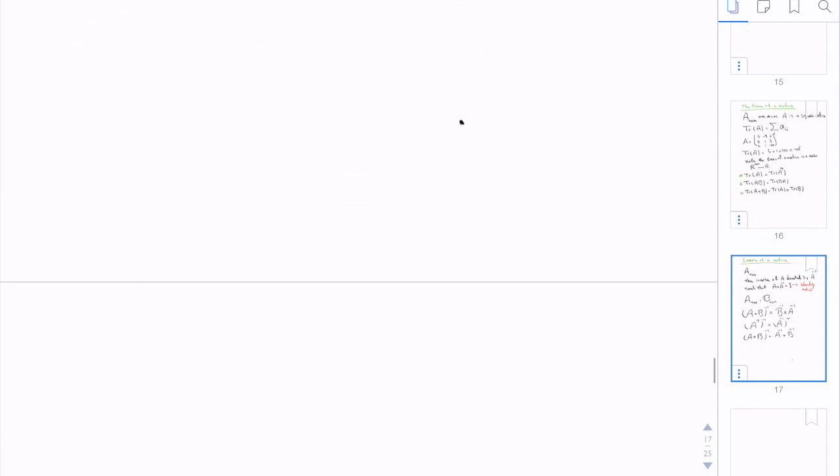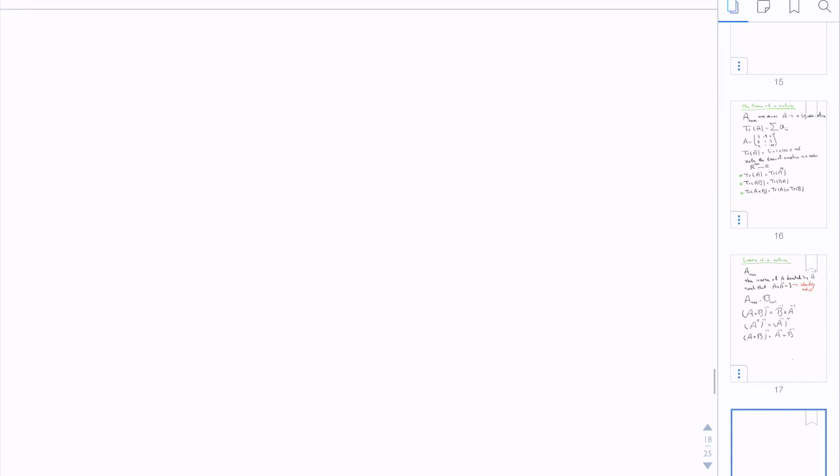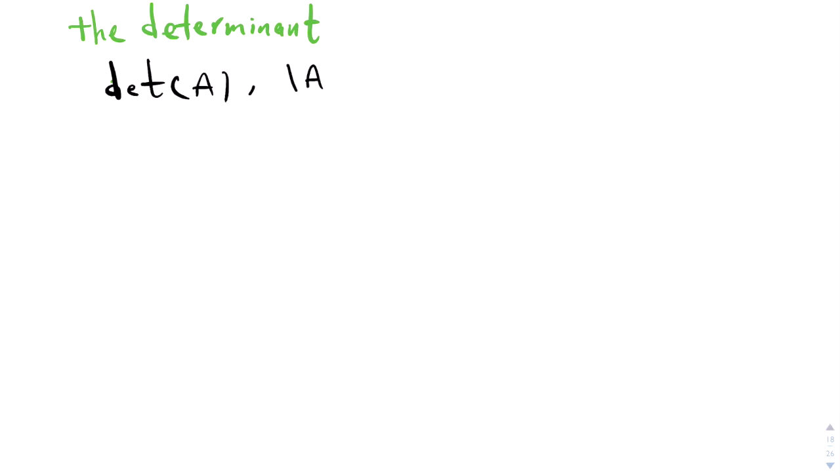So if you wanted to take the determinant of a matrix, the determinant of a matrix is denoted by det of A, or sometimes they use two bars, then put A inside. These are two notations we use for the determinant.